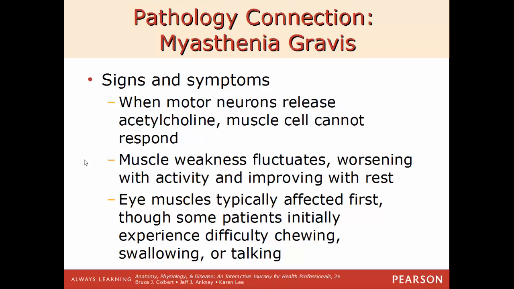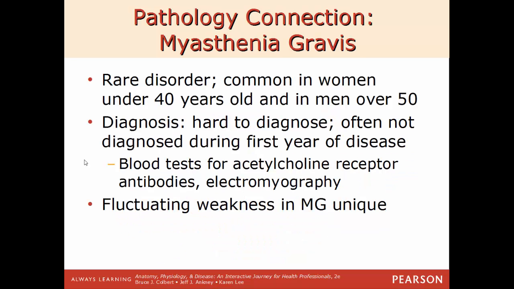So when you rest, they get better, but then when you're trying to do some physical activity, the muscle weakness gets much, much worse. Now, the first muscles that are usually affected by myasthenia gravis are the eye muscles, but some patients will have some difficulty with chewing or swallowing or even talking. But usually the first muscles that are affected are the ones in the eyes. This is a rare disorder, more common in women that are under 40 and in men over 50.